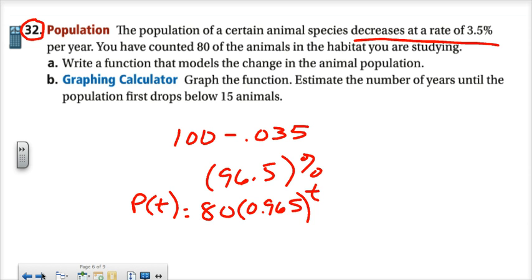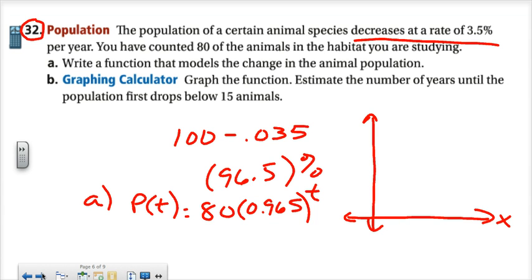And I'm going to go ahead and do that because I just read part A, and it says write a function that models the change in the animal population. So with function notation, we have that all set to go. And then for B, it says graph the function. Estimate the number of years until the population first drops below 15 animals. So what we would do is we would go ahead and probably put this one in the graphing calculator.